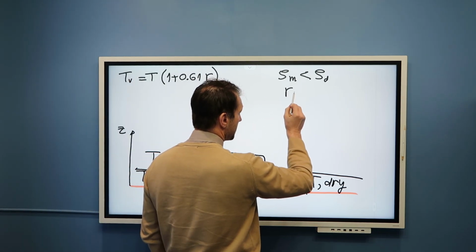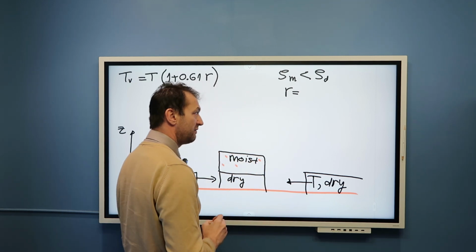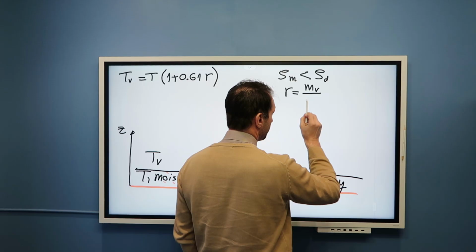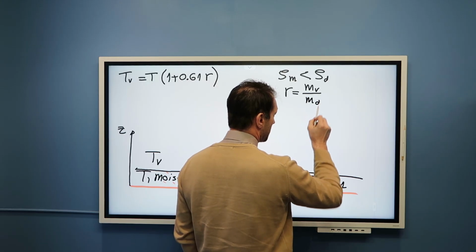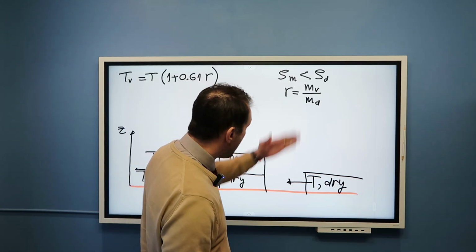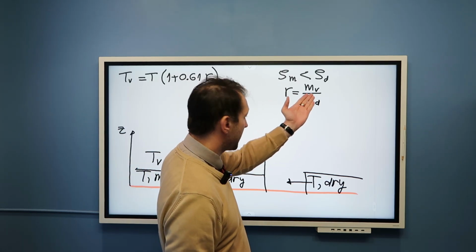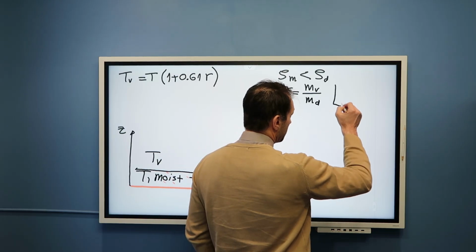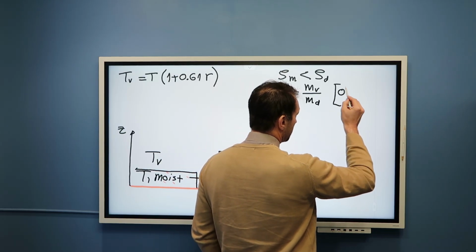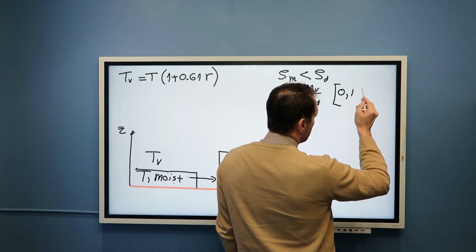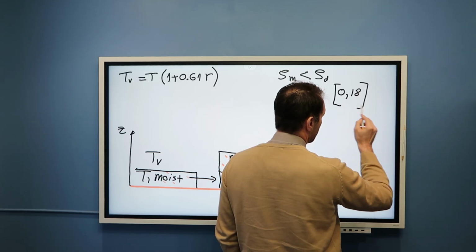R is the mixing ratio that we discussed in one of my previous videos. That is the mass of water vapor divided by the mass of dry air. And we express it in units of grams per kilogram, despite the fact it is unitless. And you also know that in our atmosphere, the values are typically between close to 0 and a maximum of 18, 19 grams per kilogram.